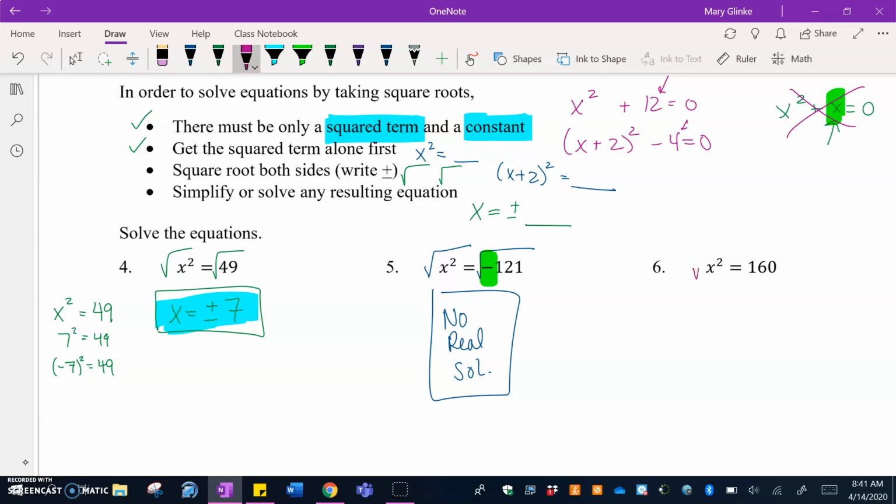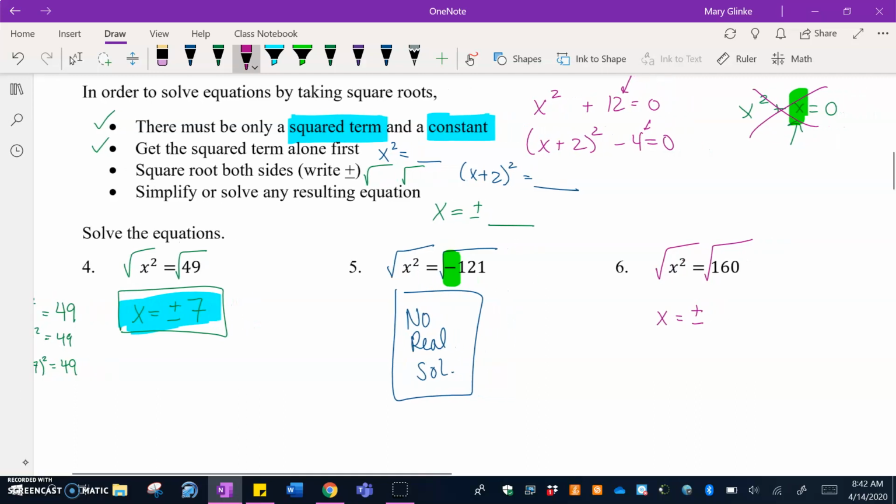We have x squared by itself. We're going to go ahead and square root both sides. On the left-hand side, the square root and the square undo each other. On the right-hand side, we're going to write plus or minus, and then we have the square root of 160. So that's not something that we know right off the top of our heads. So what we're going to do is we're going to break this down.